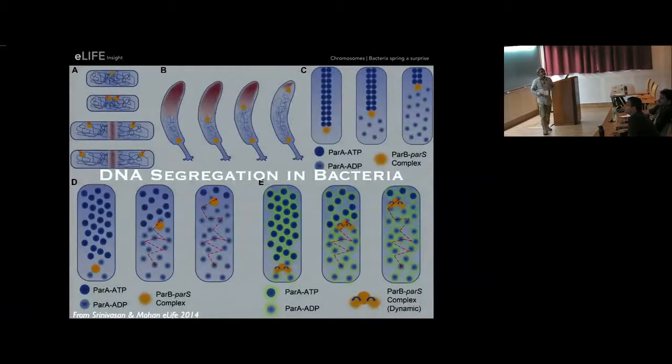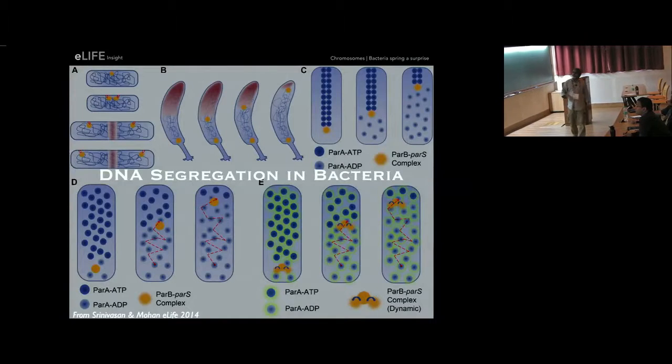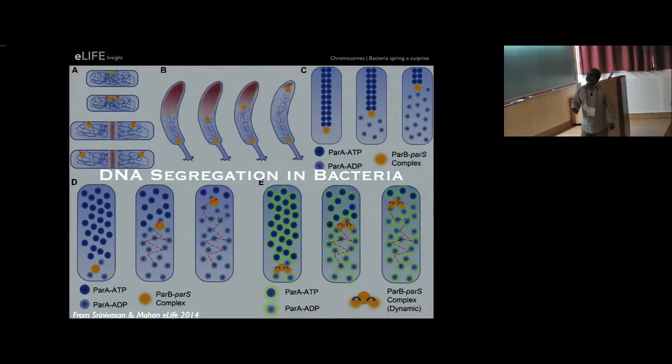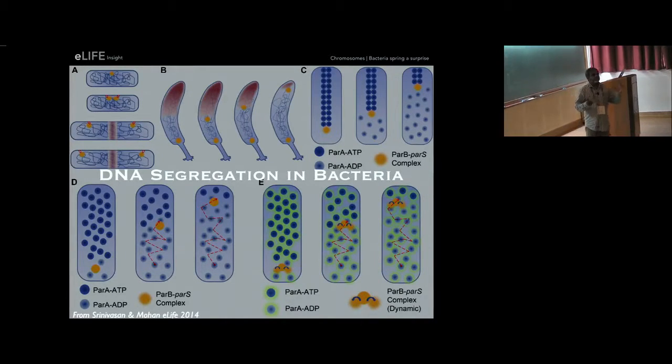So this is the second part of the talk, cytokinesis, the DNA segregation. Again, here DNA segregation, I mean the simple circular plasmids. Chromosomes are circular, but they are huge. Plasmids are the smaller molecules for which DNA segregation is more understood in bacteria.